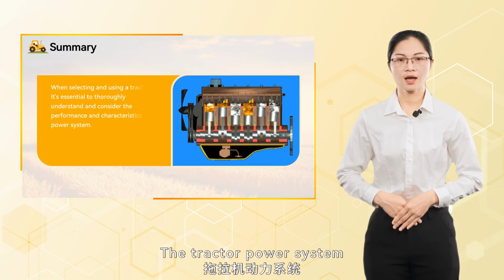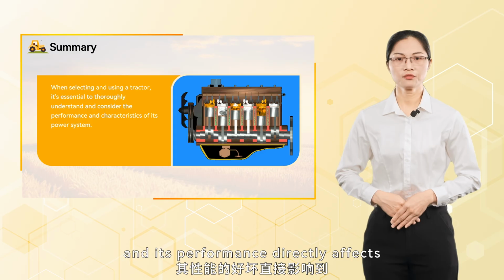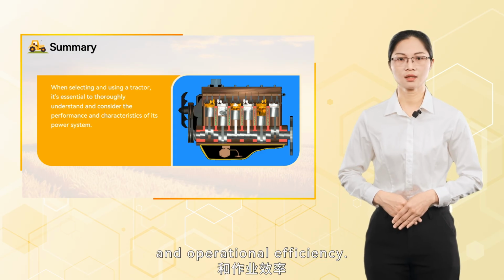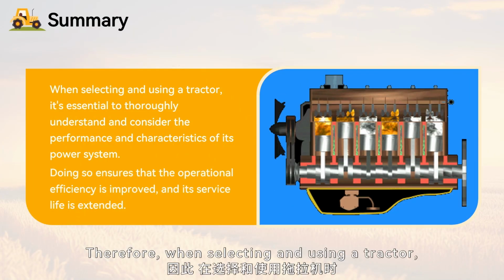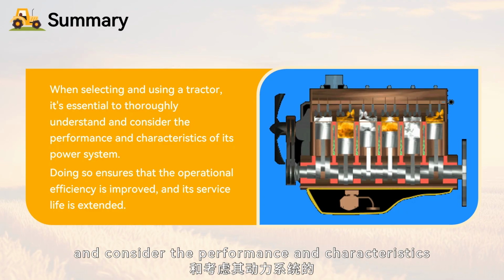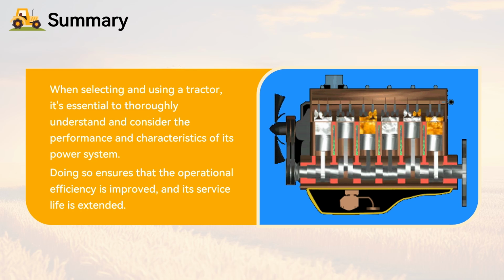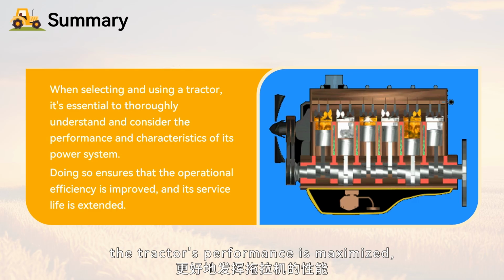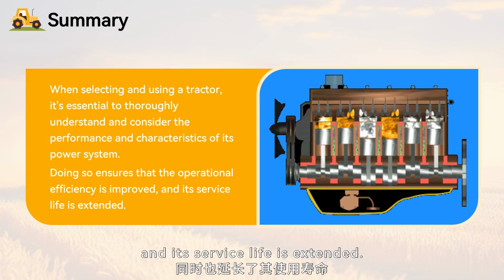The tractor power system is a complex and critical system, and its performance directly affects the tractor's effectiveness and operational efficiency. Therefore, when selecting and using a tractor, it's essential to thoroughly understand and consider the performance and characteristics of its power system. Doing so ensures that the tractor's performance is maximized, operational efficiency is improved, and its service life is extended.